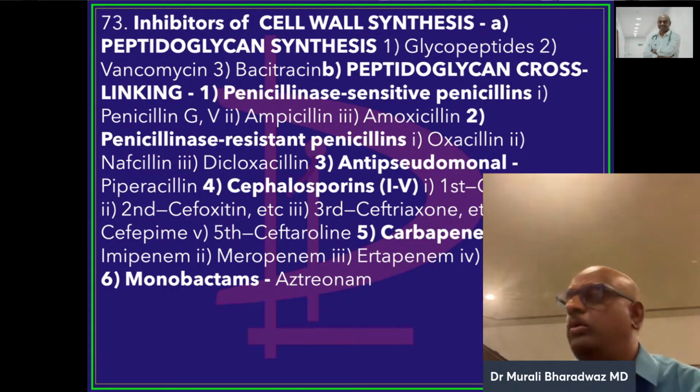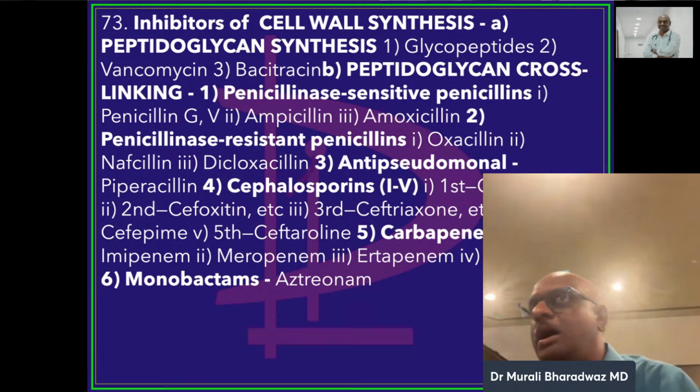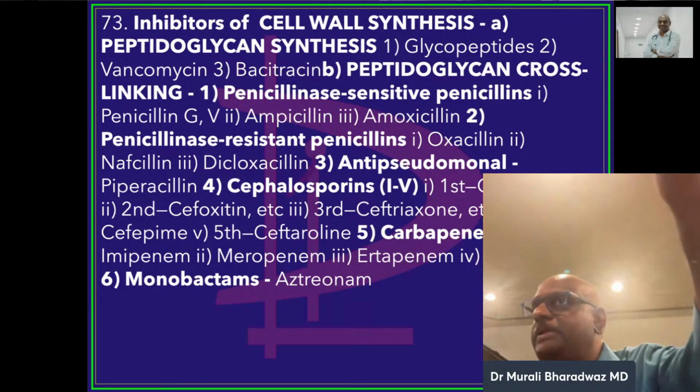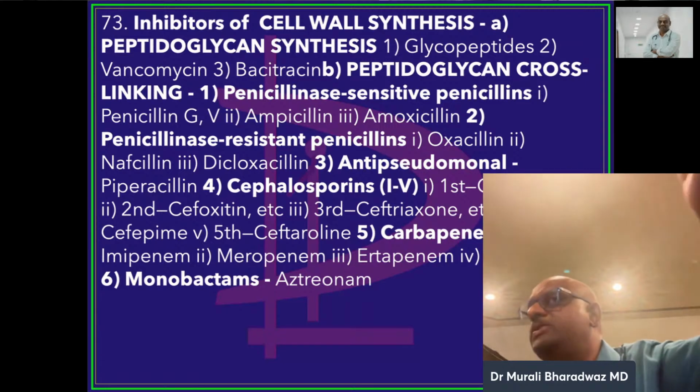Now, doctor, what are the inhibitors of cell wall synthesis? You have peptidoglycan synthesis inhibitors: glycopeptides, vancomycin, bacitracin. Peptidoglycan cross-linking inhibitors are penicillin-sensitive penicillins, penicillin-resistant penicillins, anti-pseudomonal penicillins, and cephalosporins, carbapenems, monobactams.